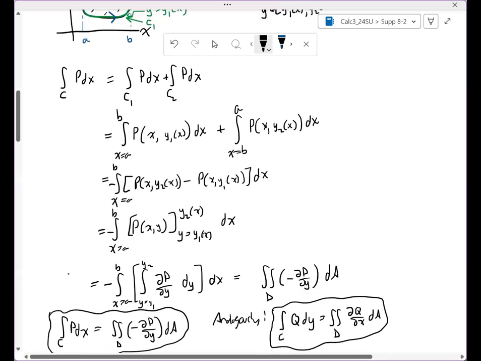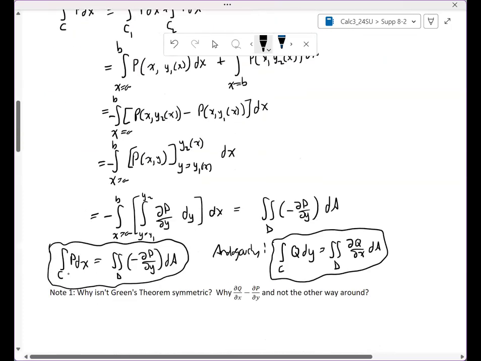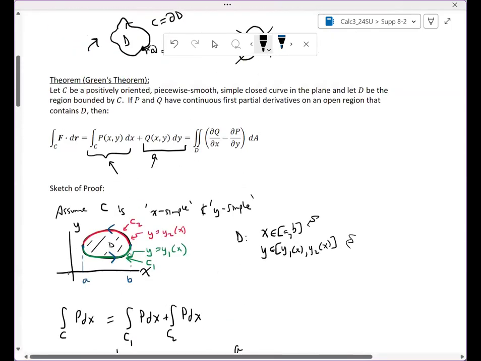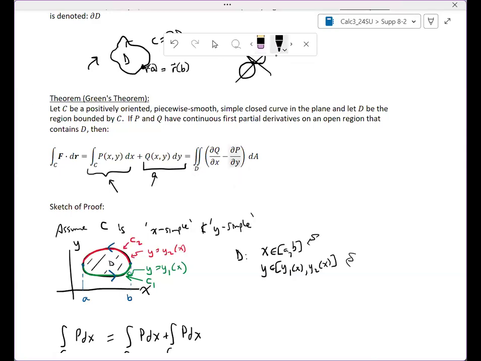And then, of course, adding the two, the integral of P dx plus Q dy, I end up adding these two double integrals. I get the double integral over D dA of partial of Q with respect to x minus partial of P with respect to y. And that is Green's theorem. So it's a sketch of the proof, but it's a pretty enlightening sketch, I think.